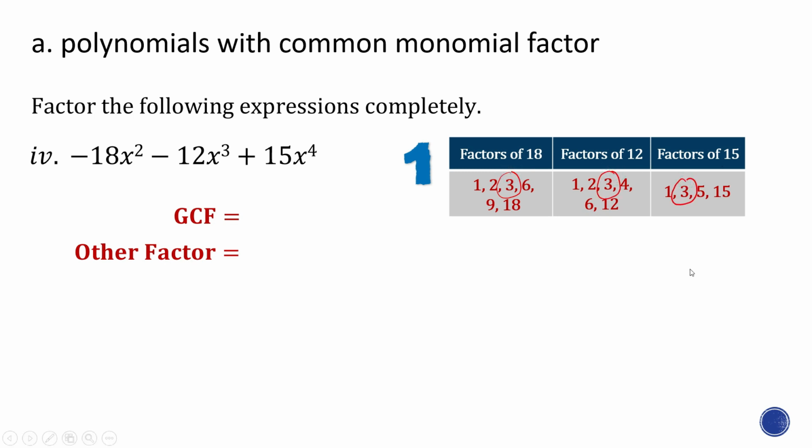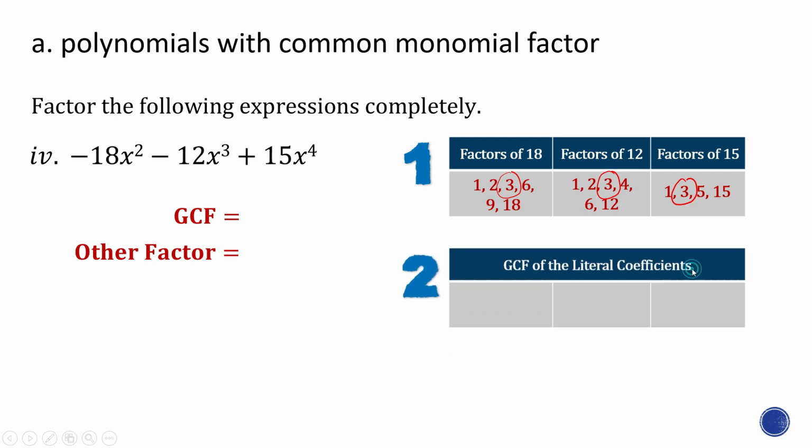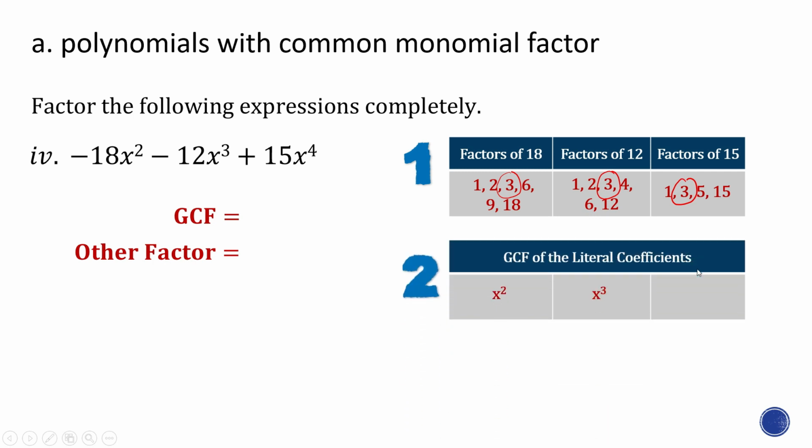Okay. Now let's find the GCF of the literal coefficient. So that's x squared, x raised to 3, and x raised to 4. And if you remember what I said earlier, the GCF of the literal coefficients is the variable with the least exponent. And here we're talking about x squared. So the GCF is 3x squared. And to find the other factor, we will divide each term by the GCF.